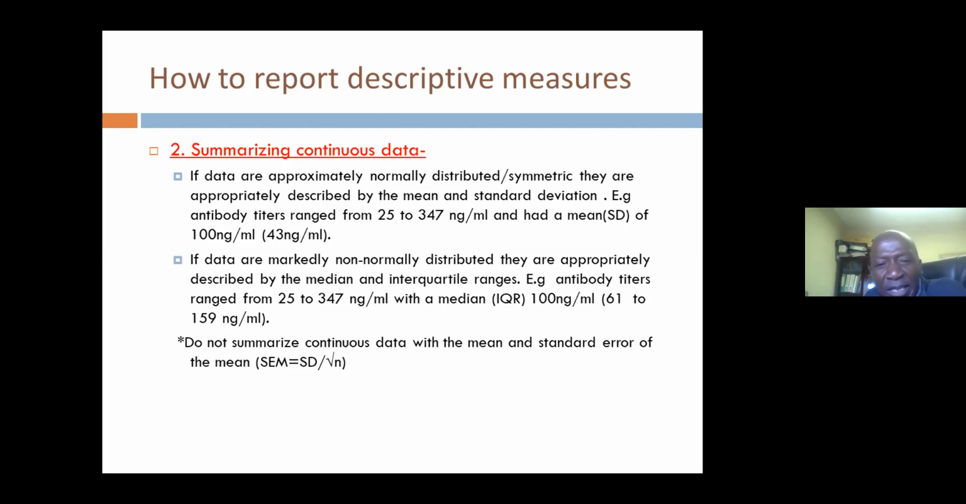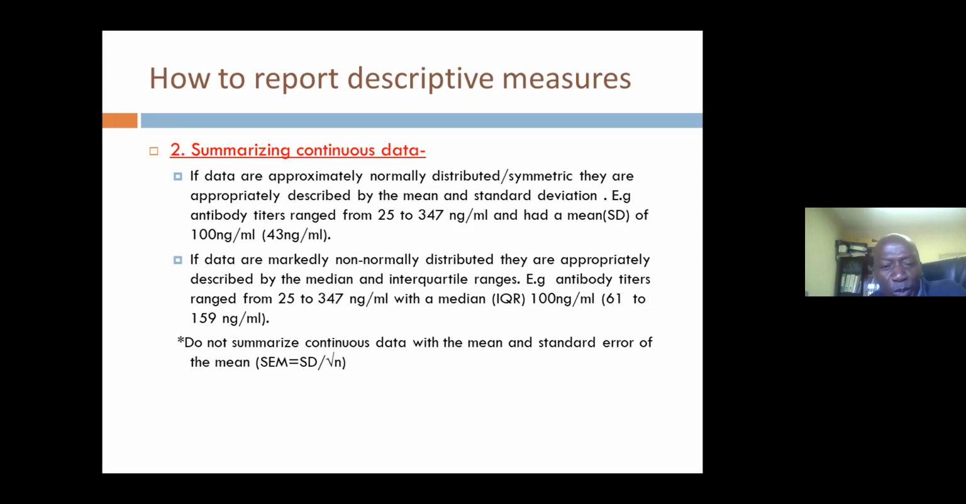When the data is not symmetrically distributed, when the data set is skewed, you report the median together with the interquartile range. In that example, the antibody titers range from 25 to 347 with a median of 100 and an interquartile range of 61 to 159. So 61 is the lower quartile and 159 is the upper quartile, Q1 and Q3.